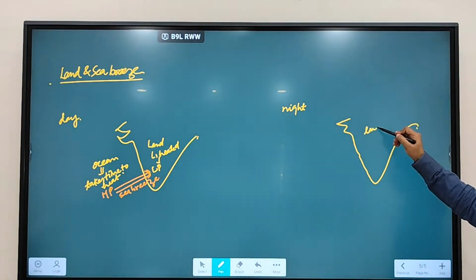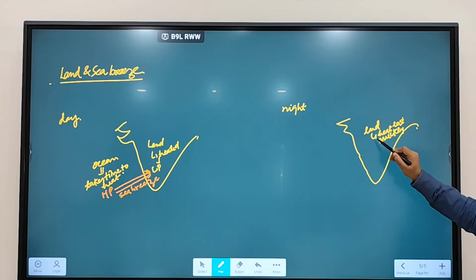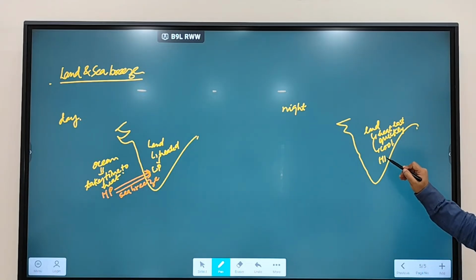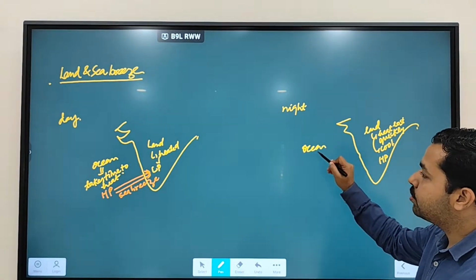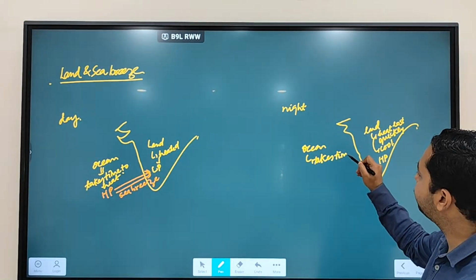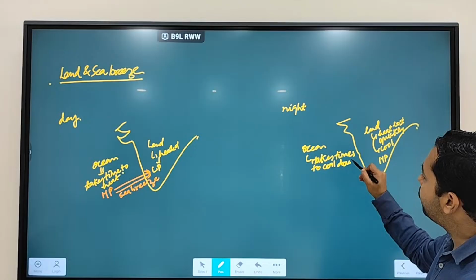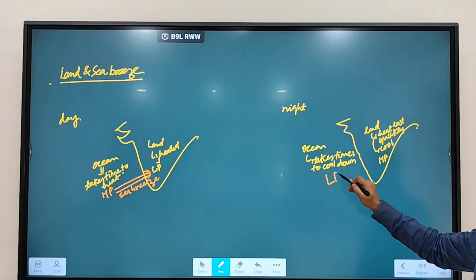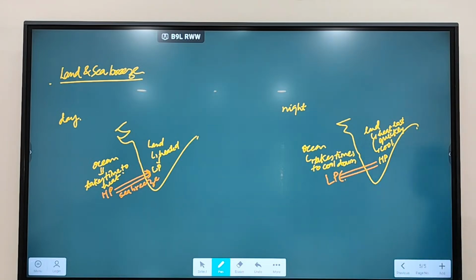During the night time, land will lose heat quickly. Heat loss happens quickly, that's why it will cool down. Cool down means which type of pressure is going to be there? High pressure. While oceans will take time to cool down, low pressure will be formed there. So now a wind will blow from land towards sea, which is going to be called the land breeze. When the wind is moving from sea towards the land, it is called a sea breeze. Fine.